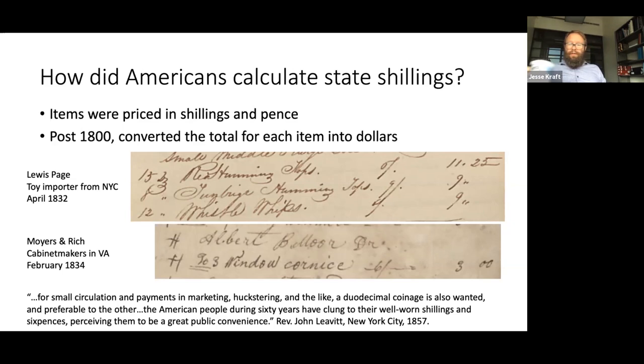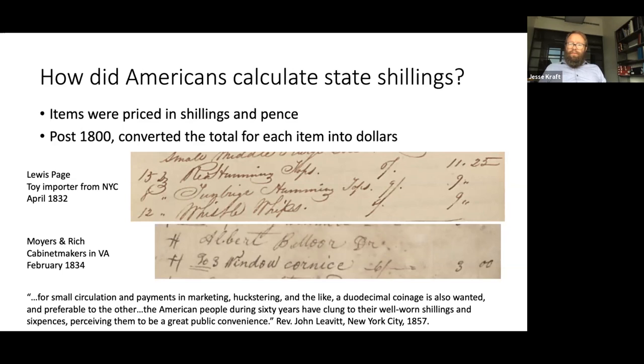The bottom example were cabinet makers in Virginia. And if you look at the window cornices at the bottom, 6 shillings each, and there were 3 of them. So 6 times 3 equals 18. And if you know that there are 6 shillings per dollar, 18 divided by 6 equals $3.